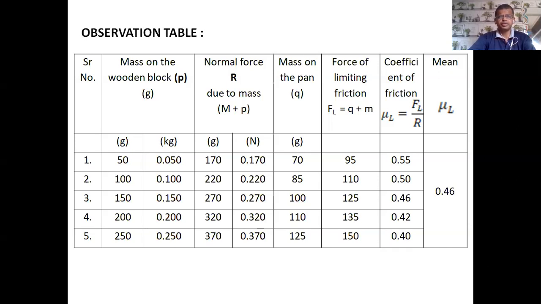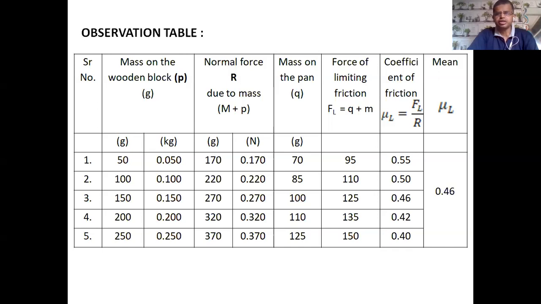So at that time I definitely give you these values. The first column is the mass on the wooden block, small p, in grams, starting with 50, each weight 50 grams. So 50, 100, 150, 200, and 250. So we convert to kilograms, so definitely divide by 1000. Then we get these values: 0.050, 0.100, 0.150, 0.200, and 0.250.